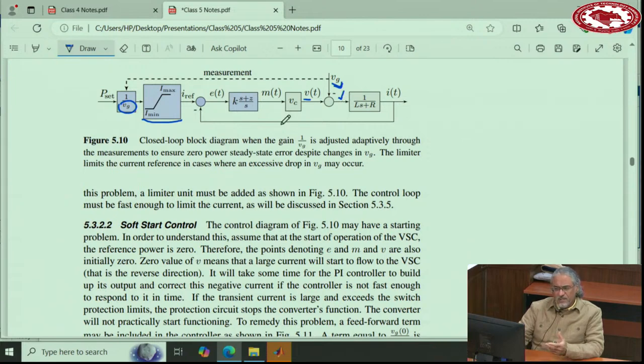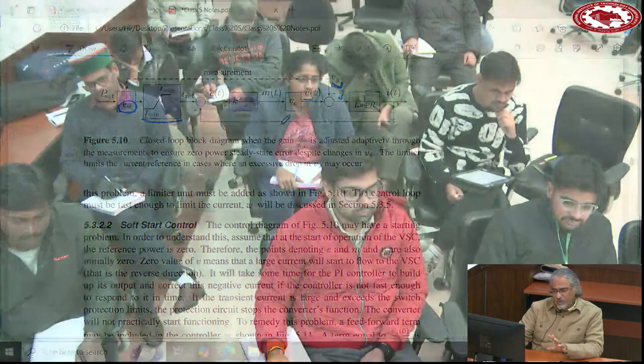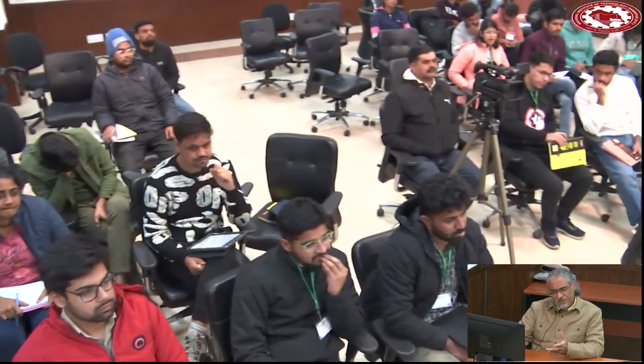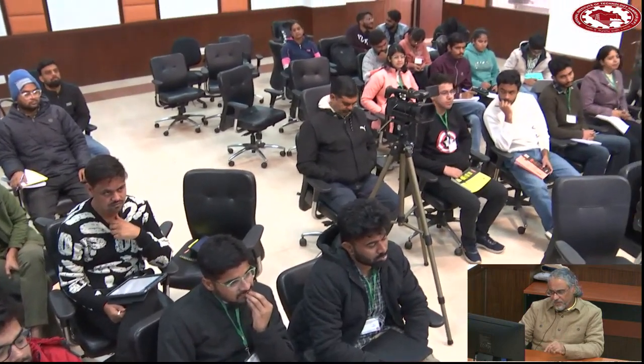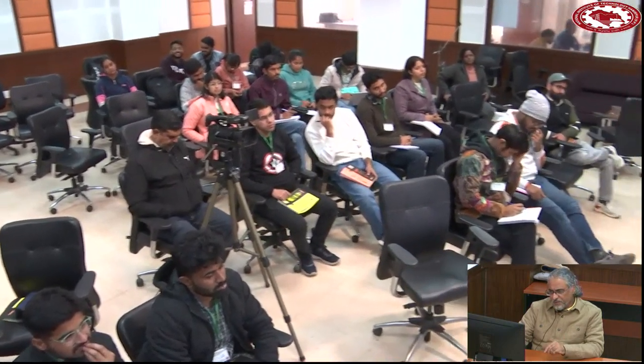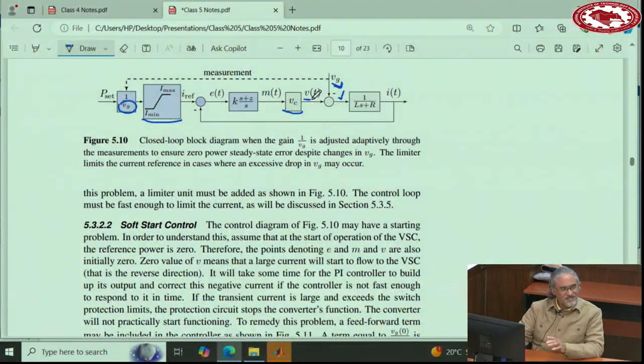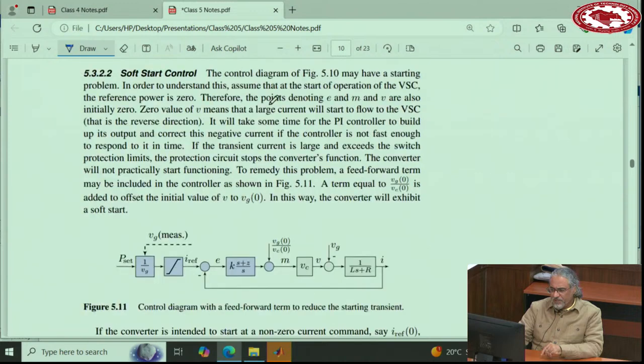So that's the starting problem that the converter has. Now we can fix that problem using control. If you want to fix that problem using control, you need to start at this point with a number that, when you multiply into VC, becomes equal to this one. Then it smoothly starts.